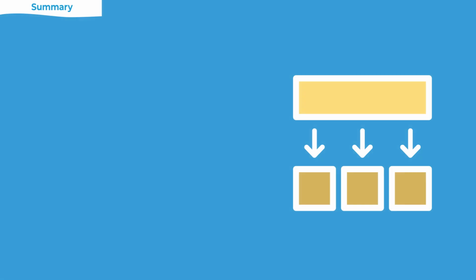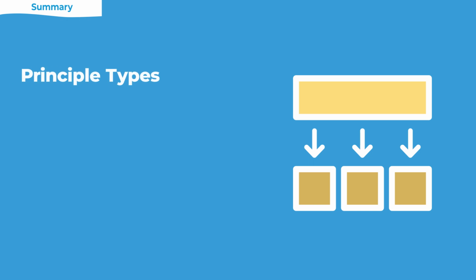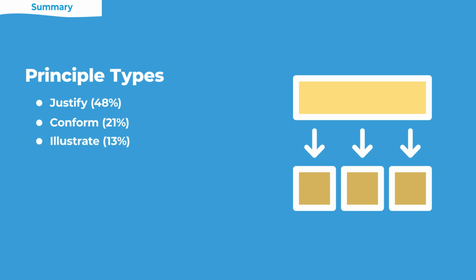In summary, you spot a principal question with words like principle, proposition, or generalization. There are different tasks that they can set up for you. Either you're asked to justify with a principle or conform to a principle, or illustrate a principle from within a set of statements, or maybe duplicate a principle that's underlying an argument from the stimulus with one that's underlying an argument in the answer choices, or paralleling it. You might be asked to find a principle that underlies the argument, or an idea that would contradict a stated principle.